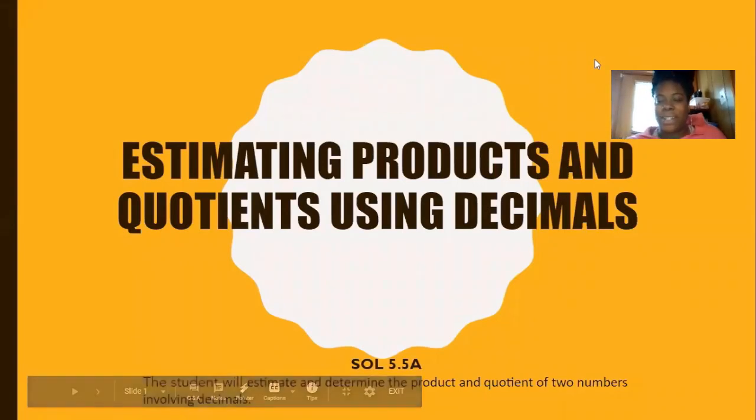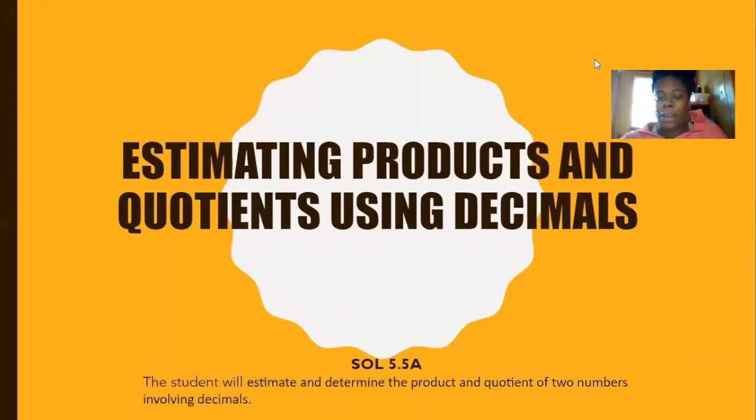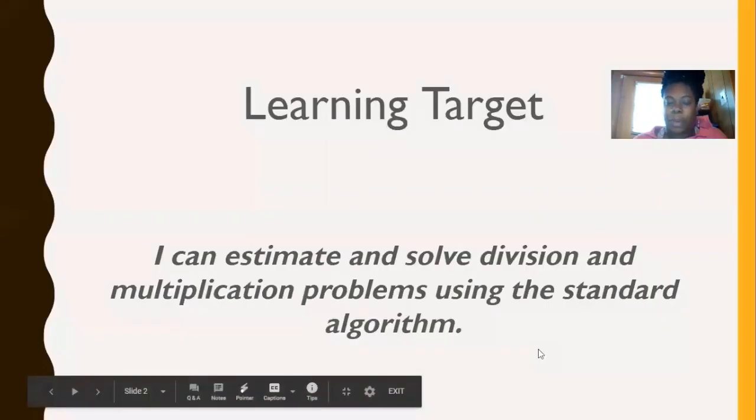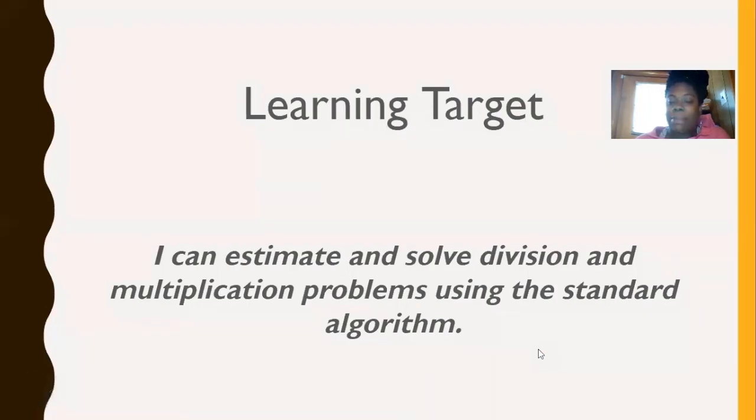Welcome, fifth graders. This lesson will be focusing on estimating products and quotients using decimals. At the end of the lesson, you will be able to estimate and solve division and multiplication problems using the standard algorithm.